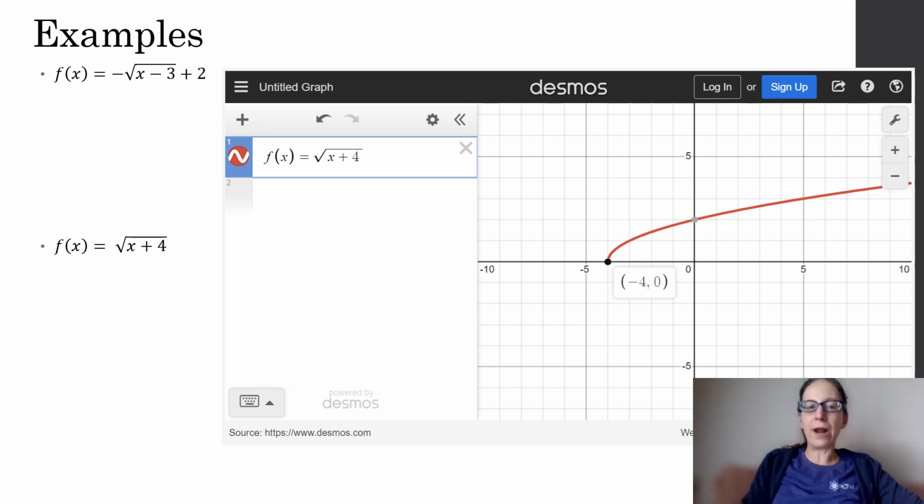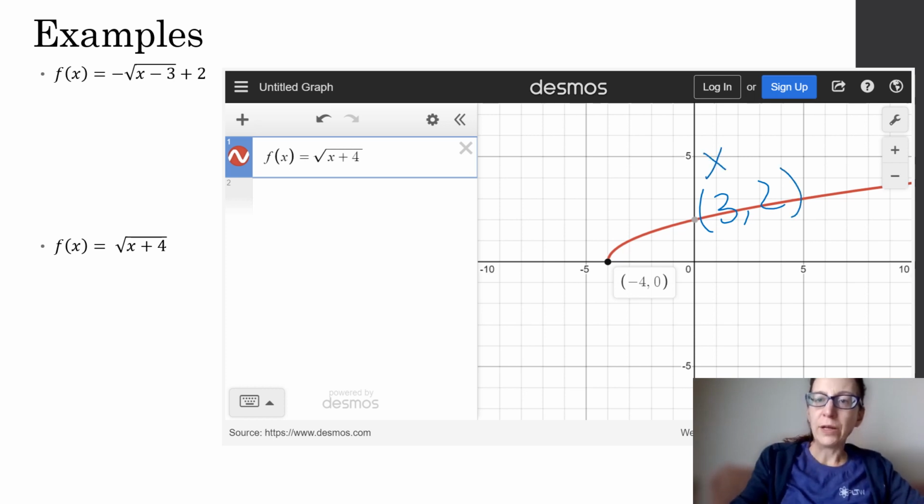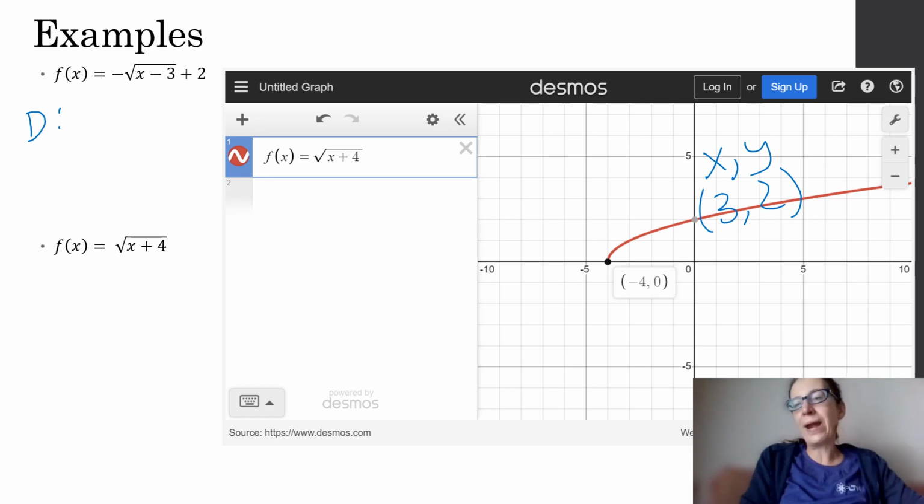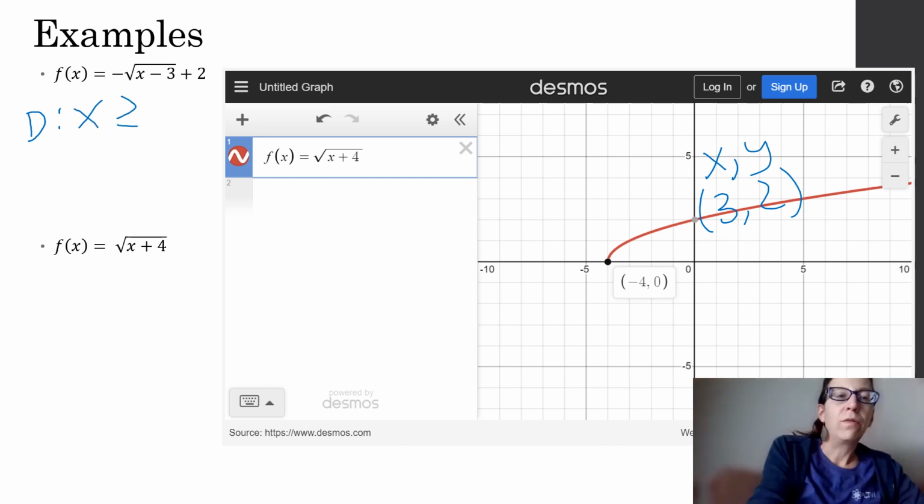And you can see that on the actual graph. Okay, 3, 2. So my x is 3 and my y is 2. Now notice which direction it goes, okay? So domain, and we're going to label that with the D. Okay, domain is the x's. Notice that it's going to the right from the endpoint. So I'm going to say x is greater than or equal to 3.